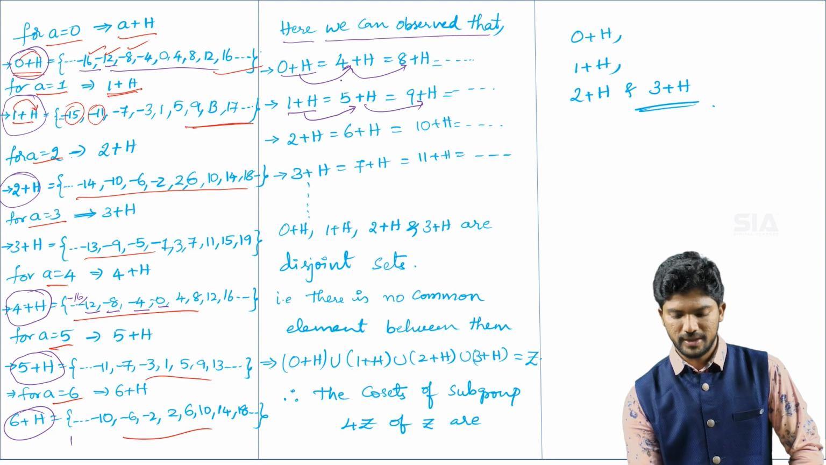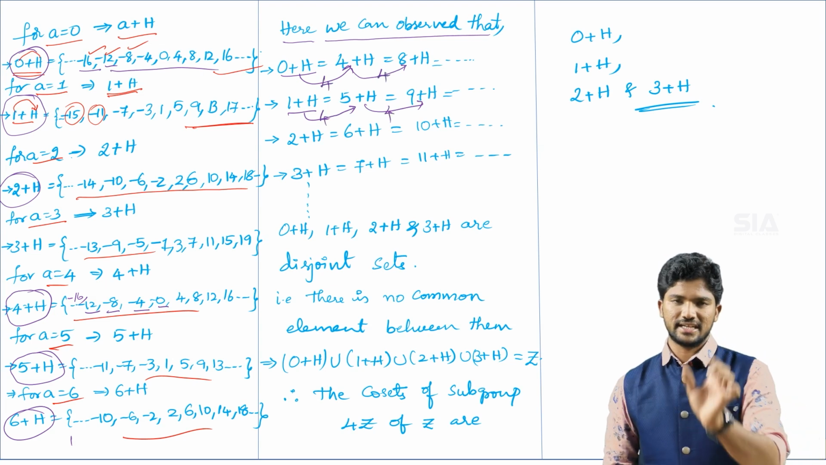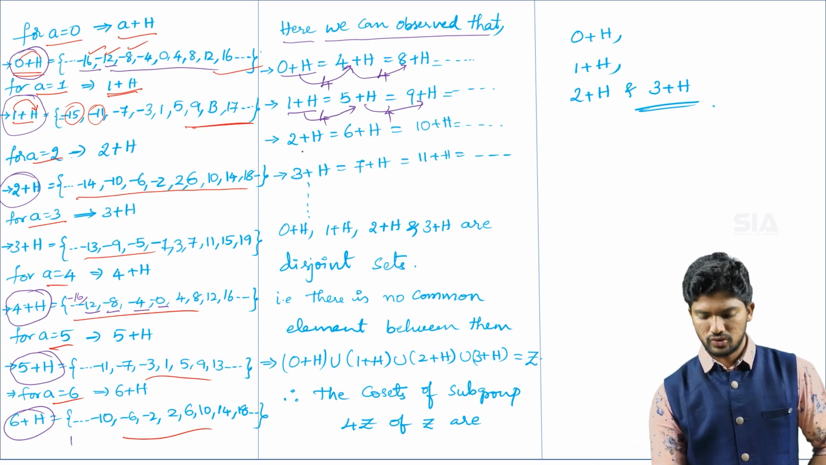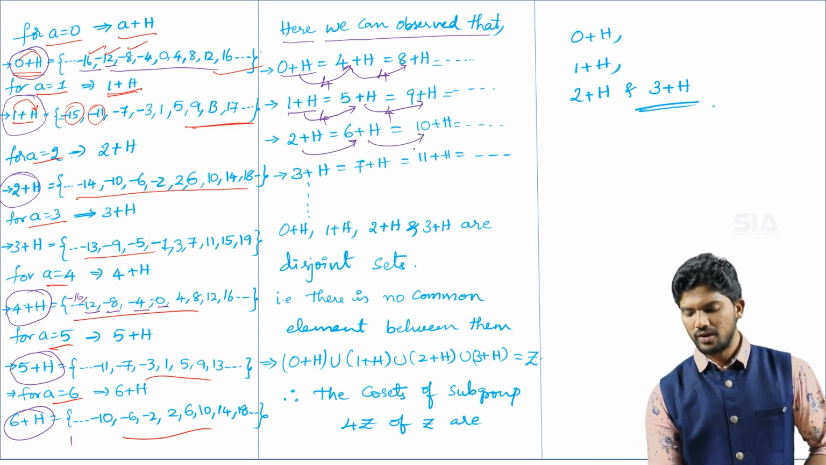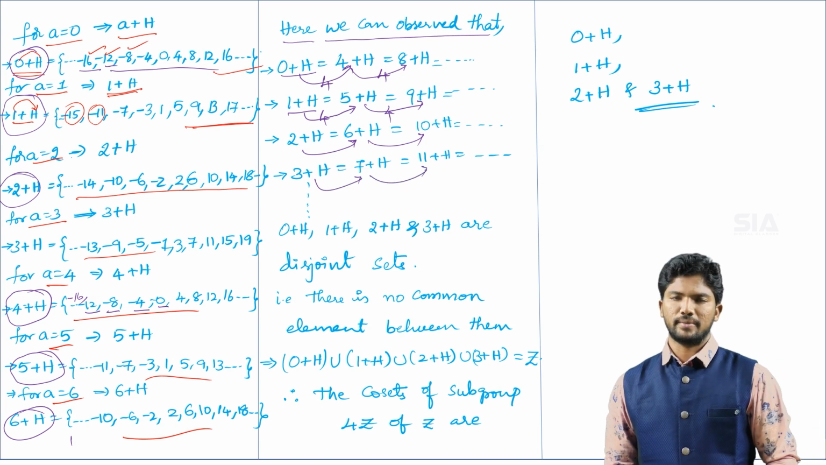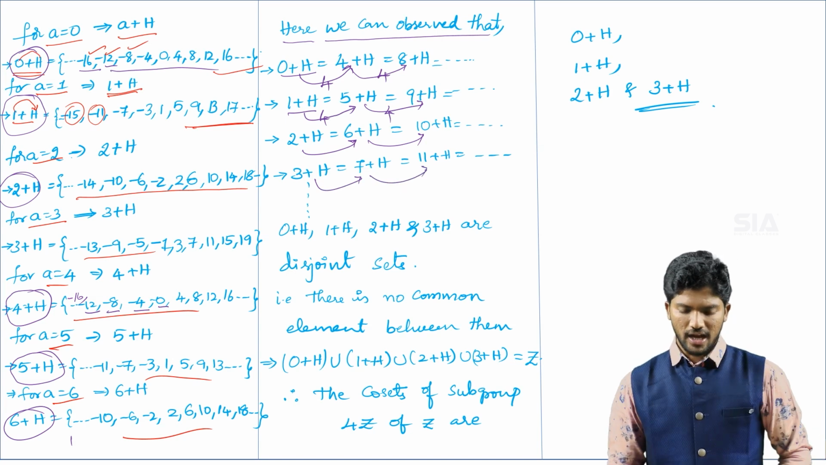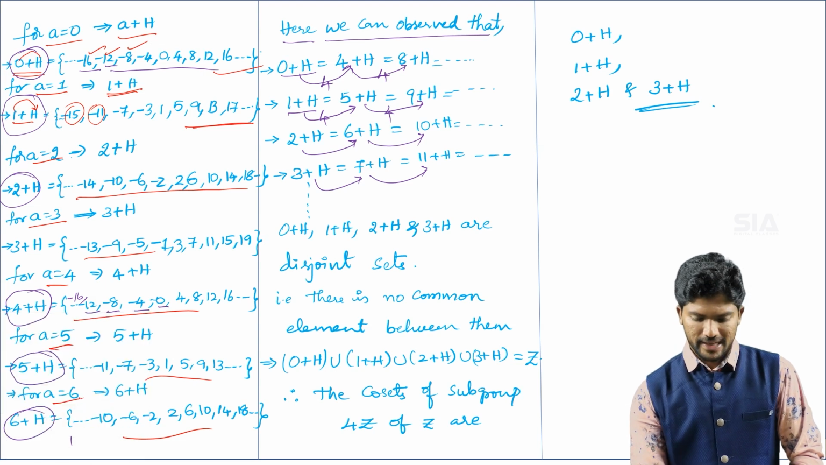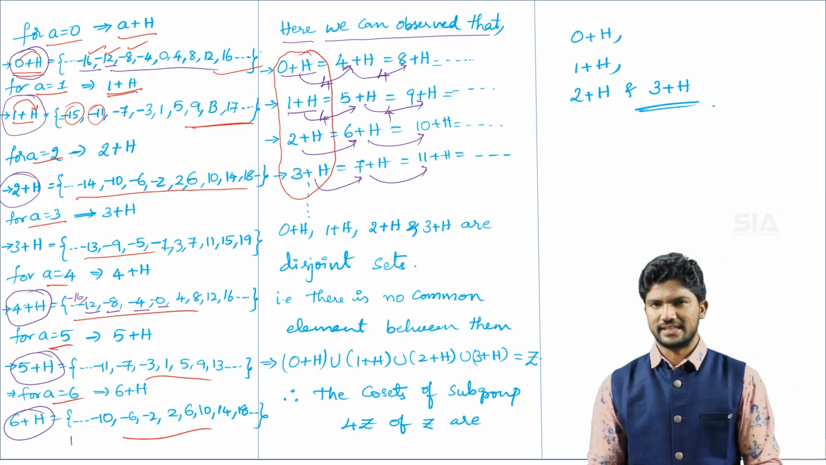The common difference between them is 4. Why? Because the set is multiplied by 4 only, you will get the common difference 4 only. So next to 2 plus H, 6, 6 plus 4 is 10, 3 plus 4 is 7, 7 plus 4 is 11. In this format, you will get the same sets. After getting a finite number of sets, you can observe here only 0 plus H, 1 plus H, 2 plus H, 3 plus H are the only distinct sets.